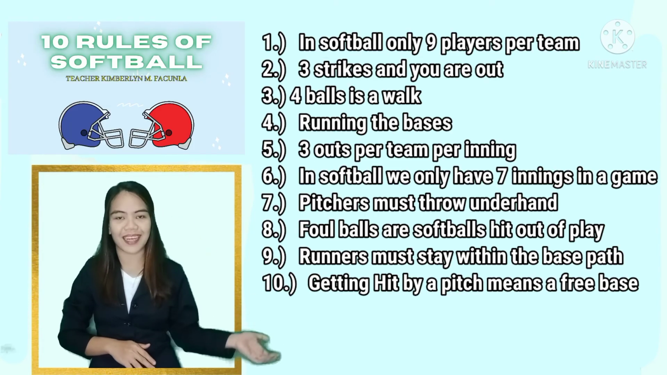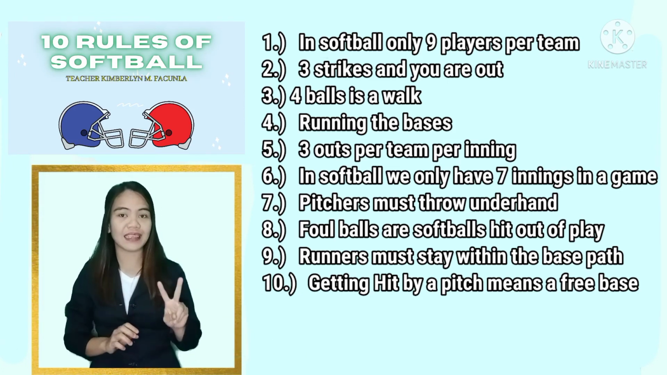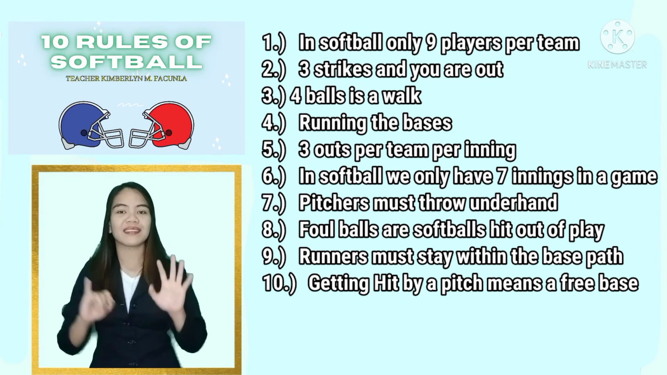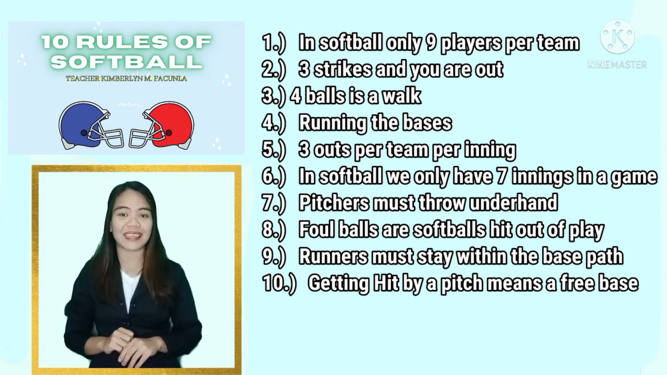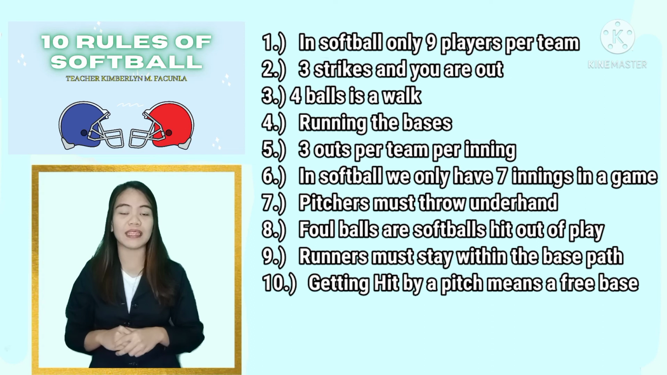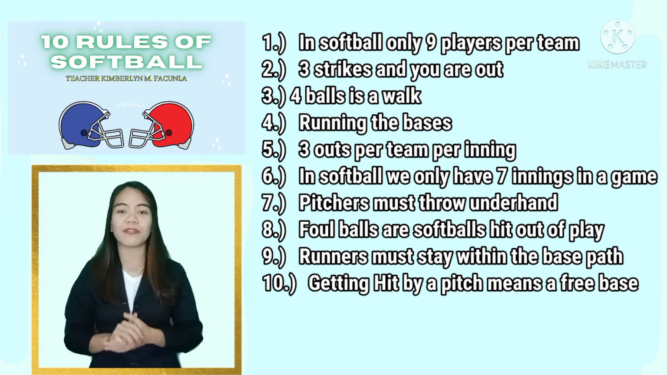Okay, so now, here are the 10 rules in softball that we had discussed. First, in softball, only 9 players per team. Second, 3 strikes and you're out. Third, 4 balls is a walk. Fourth, running the bases. 5, 3 outs per team per inning. 6, in softball, we only have 7 innings in a game. 7, pitchers must throw underhand. 8, foul balls are softballs hit out of play. 9, runners must stay within the base path. And lastly, getting hit by a pitch means a free base.